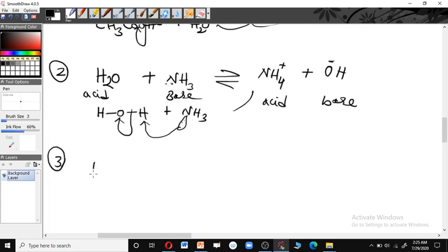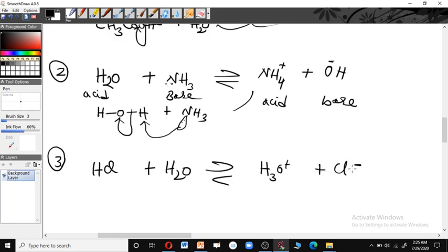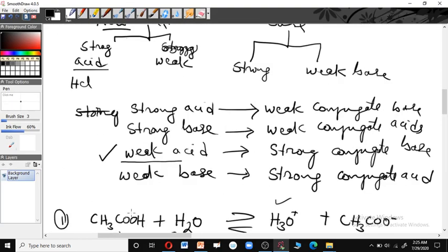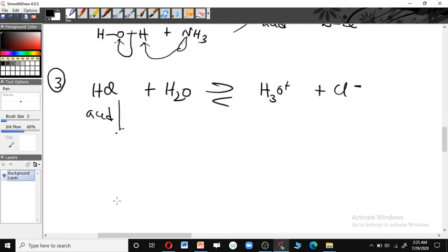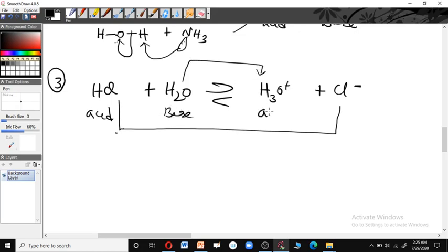Similarly, when HCl reacts with H2O, this is just a repetition, you get H3O plus and Cl minus. This is a strong acid. This strong acid will give a weak conjugate base. The base will give the conjugate acid, and this is the conjugate base.